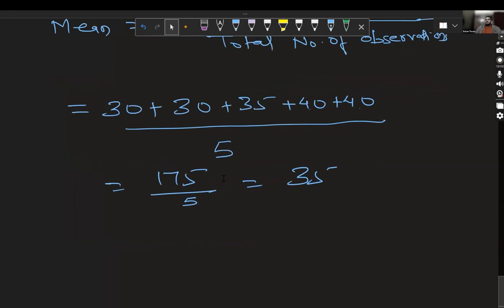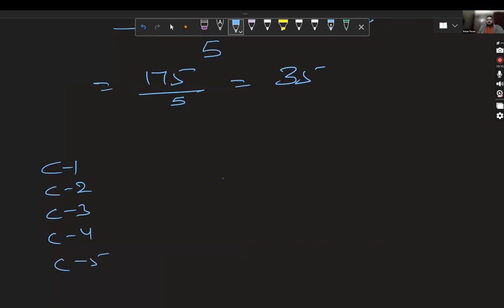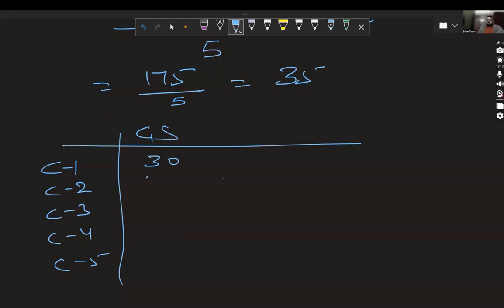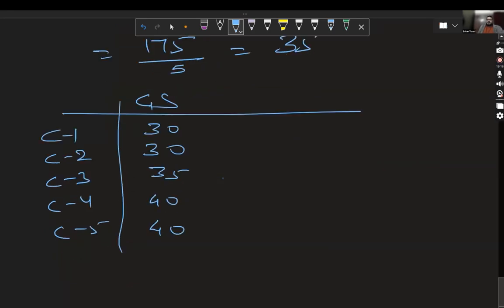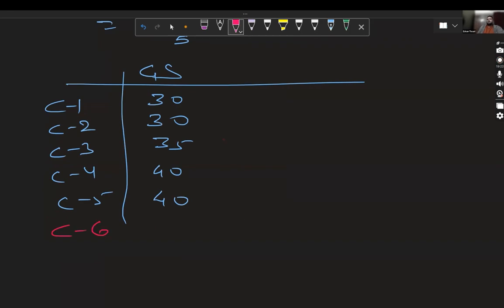Now, this is how we learned about getting a salary. Now, let's think about it. We have candidates C1, C2, C3, C4, C5, and we have Google salary, calling it GS. It was 30, 30, 35, 40, 40. Now, let's say I added one more candidate, C6. And you know what this person said? The salary is 300. Wow.